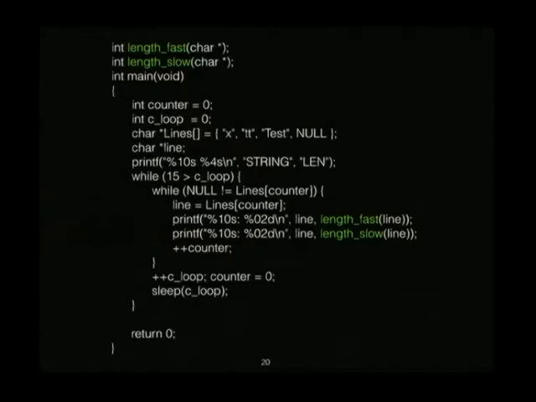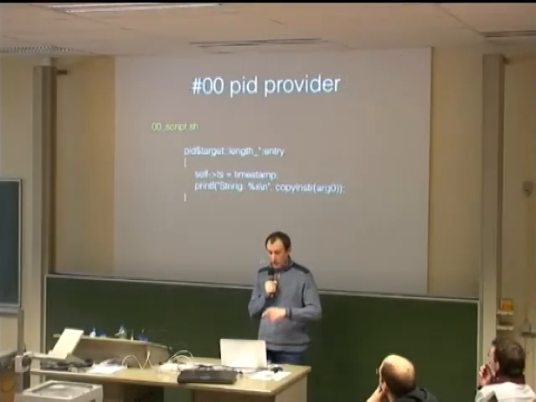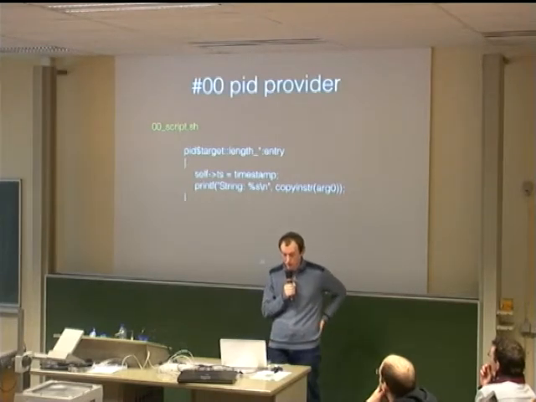This is the first program. If you see, I highlighted in green the lines of this simple code for the length of fast and slow functions, to see how long time it takes. It's pretty simple code, special for looking at code and finding troubles. This is the first provider, the PID provider, without modification of code. You run pid and then $target.